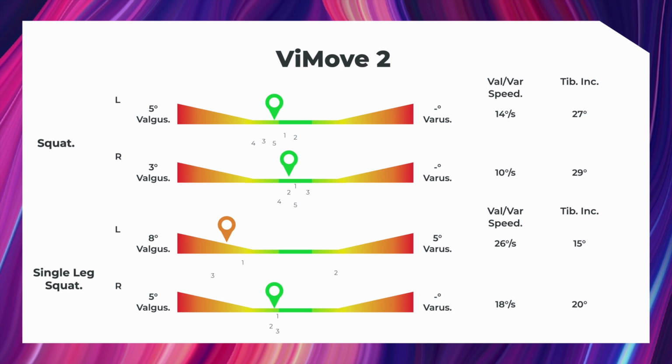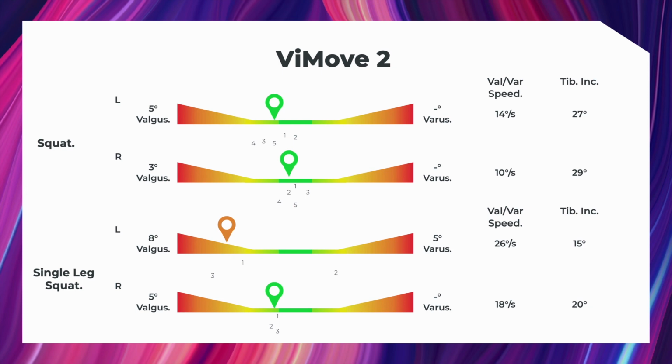We then go on to the single leg squat. Now we only did 3 reps of this, probably because of the space available on the slide, but I would urge you to do more than 3 reps. So let's start with the left leg. That green lollipop has now been replaced with an orange lollipop. We've got a valgus of 8 degrees, and we've also got a varus now of 5 degrees, which indicates that we are going a little bit all over the place here. And we can see that from the rep numbers underneath the sliders, the 1, 2, and 3.